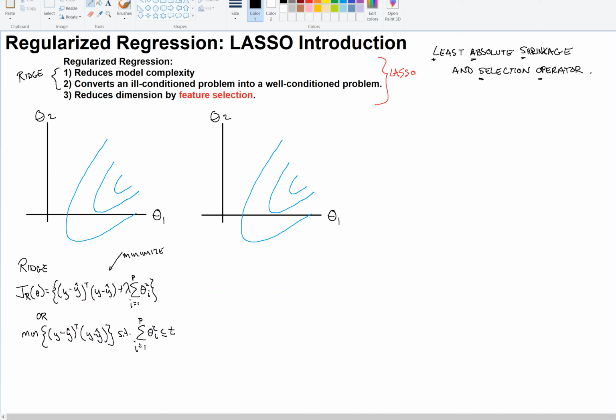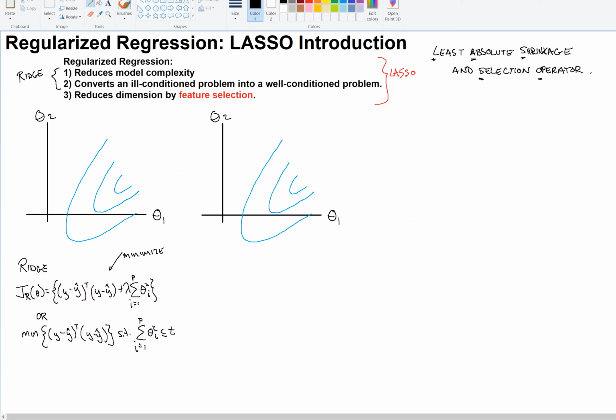Now, before we get to the details, LASSO, you should know, stands for Least Absolute Shrinkage and Selection Operator. You'll understand least absolute in a little bit, but you can already understand shrinkage. We're going to be reducing the model complexity. So those theta 1s and theta 2s and theta p's, they shrink towards 0 to decrease the model complexity. And this is going to be a selection operator, meaning that it accomplishes task 3 here. It reduces the dimension by feature selection. So that's the lasso.